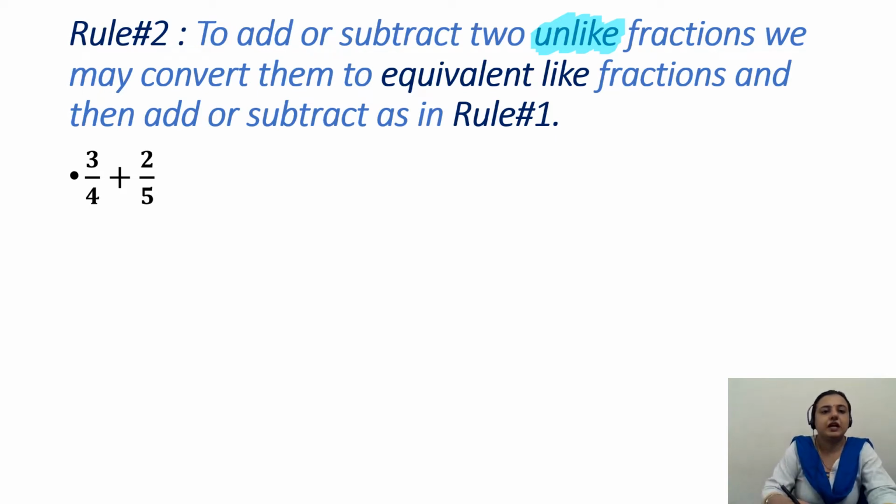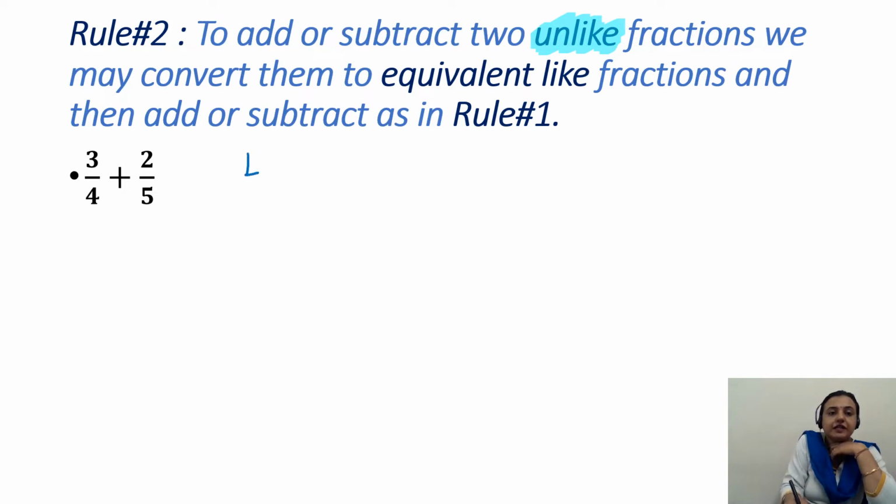Yes. Now rule 2. Rule 2 says how you can add or subtract different fractions, in the case of unlike fractions. So for this, you have to convert these unlike fractions into like fractions by first taking the LCM of the denominators.